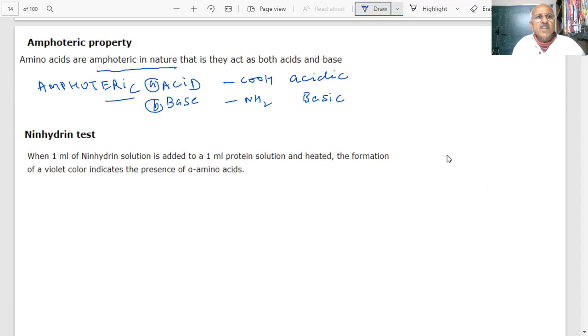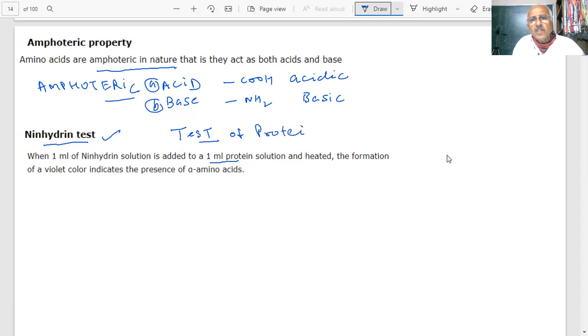Okay. Sometimes if a question is given, how will you test an amino acid? There is a test, the only famous test I am giving. There could be more information, but we don't need that much for our course. The ninhydrin test is used, students. In the chemistry lab also, students do these types of tests to test amino acids. When 1 milliliter of ninhydrin solution is added to 1 milliliter of protein, the test of protein, students, is in the course of chemistry lab.